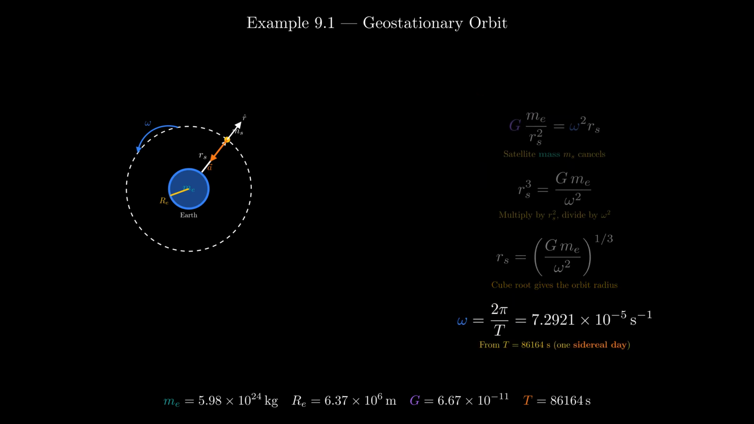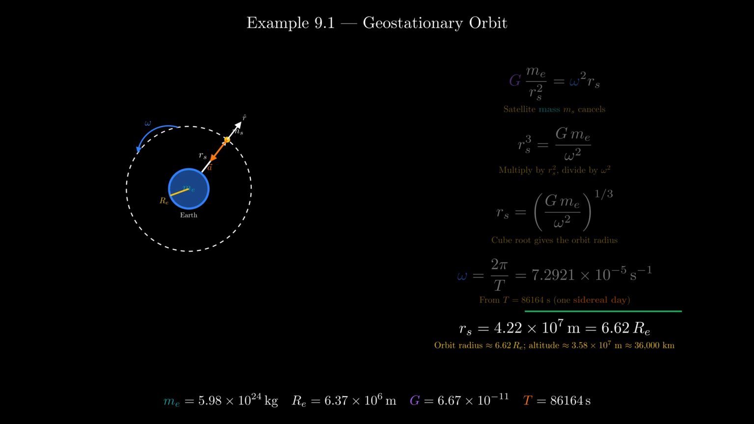The period is 86,164 seconds, so omega equals 2 pi divided by that, which is 7.2921 times 10 to the negative 5th per second. Substituting omega, G, and m sub e into the cube root gives r sub s equal to 4.22 times 10 to the 7th meters. Dividing by the Earth's radius, that orbit sits at 6.62 Earth radii from the center, which is an altitude of about 36,000 kilometers above the surface.